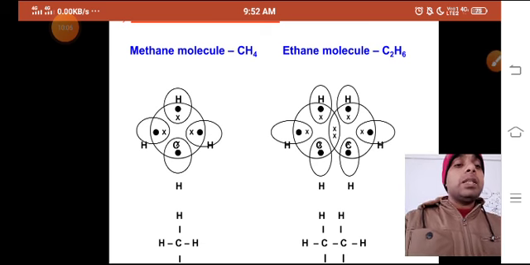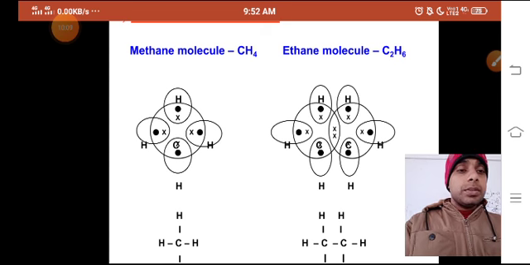Okay, so this one was the diagram representation of Lewis structure. Okay, thank you.